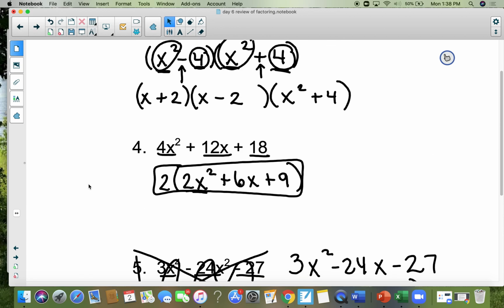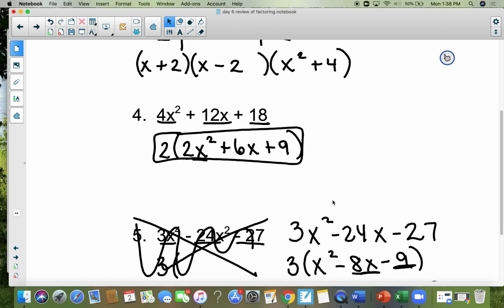And then in number 4, remember, sometimes that's all you can do. They're going to maybe try to trick you. All you can do is take the 2 out. I tried to make the 2x squared plus 7x plus 9 factor, but it couldn't.